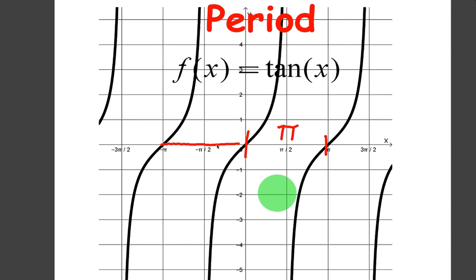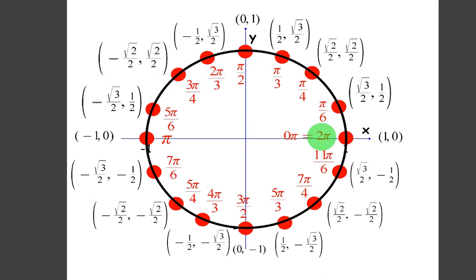Again, we can take this line and move it anywhere, and the distance between those 2 points, or any 2 points where the graph repeats itself, is going to be pi. Now, why is that? Well, let's take a look at the unit circle to verify this. Why does tangent have a period of pi and not 2 pi?